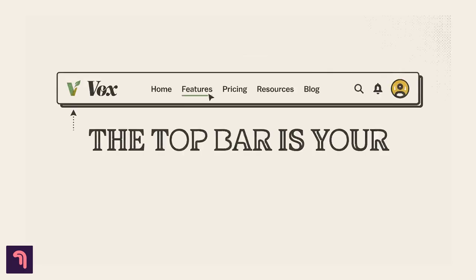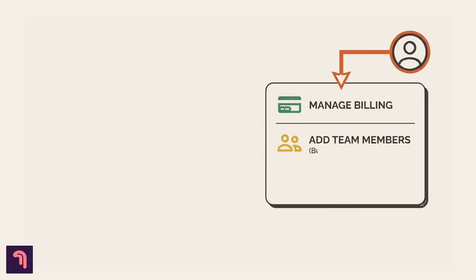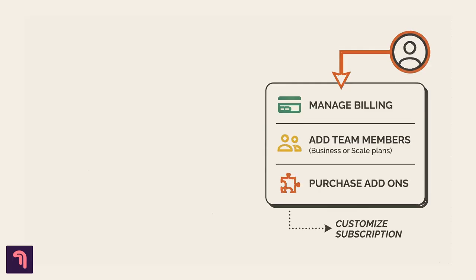The top bar is your main navigation. You'll see your remaining credits, links to your current plan, and access to your library. Your profile icon in the top right corner opens a menu where you can manage your billing, add team members if you're on a business or scale plan, and purchase add-ons to customize your subscription.